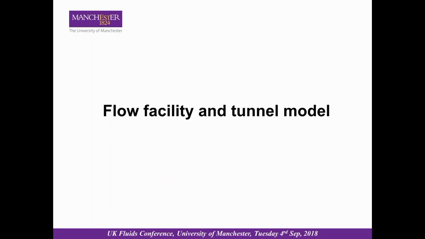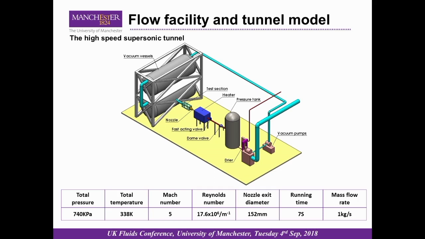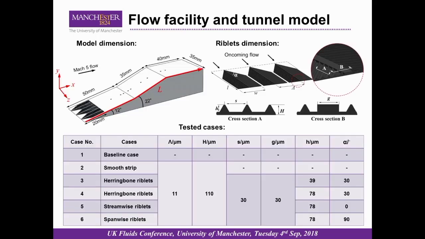So the flow facility. All the tests were conducted in the high-speed supersonic tunnel at the University of Manchester, at a total pressure of 7.4 bar, total temperature of 65 degrees, and Mach number of 5, and the unit Reynolds number is 17.6 million. This is the model tested. Basically, it has 3 surfaces, and around this corner the boundary layer will separate. The Ribonase were applied from the leading edge, and these are some of the parameters of the Ribonase, and they were laser manufactured on a very thin film.